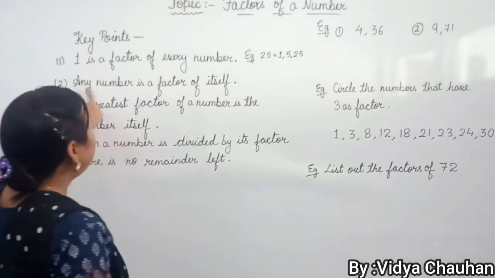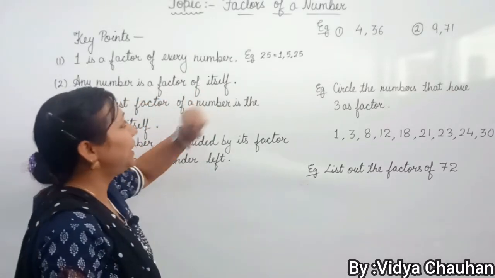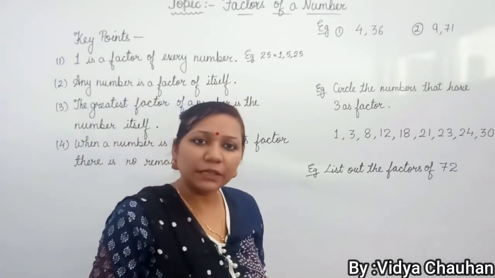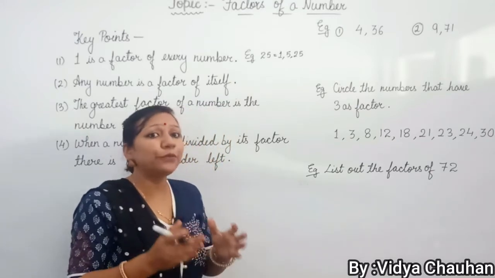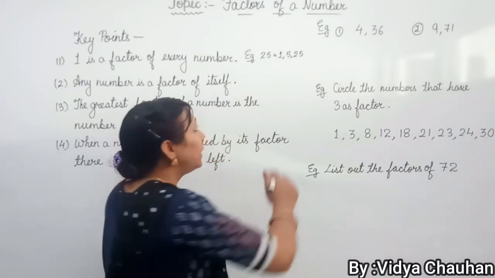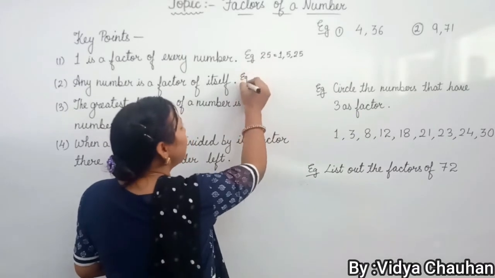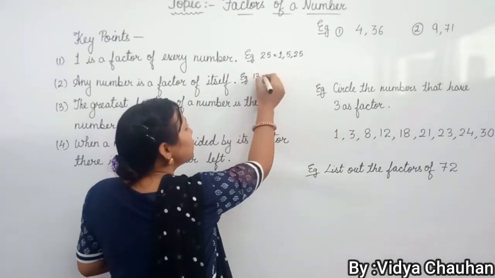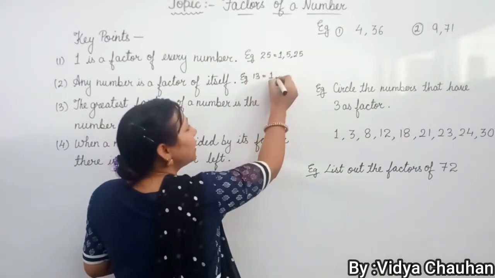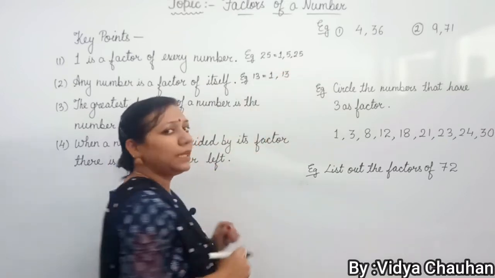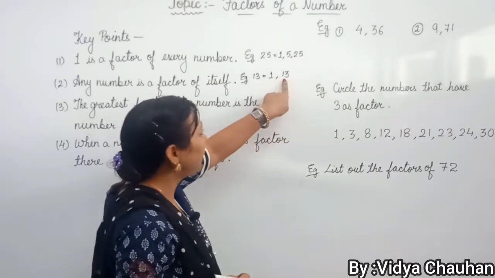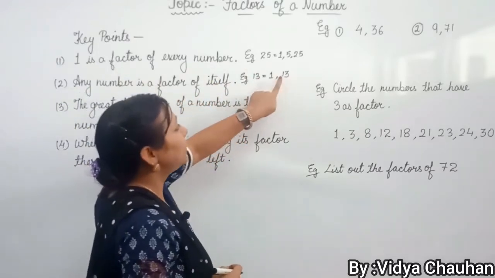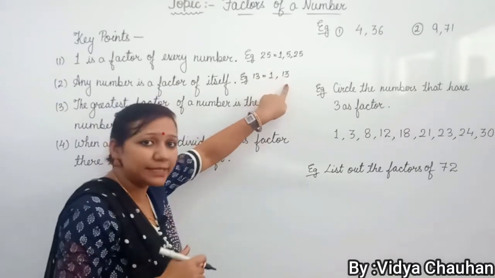Second point, any number is a factor of itself. The number for which you are finding the factors is also one of the factors of that particular number. Suppose I take the number 13. 13 is divisible by 1 and it is divisible by 13 itself. So our second point is that any number is a factor of itself.